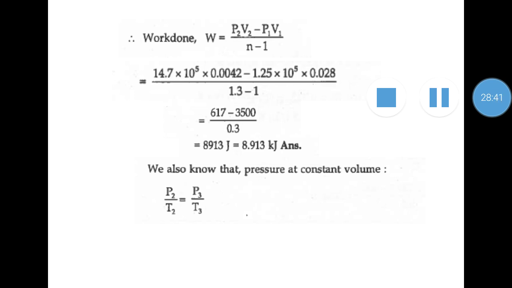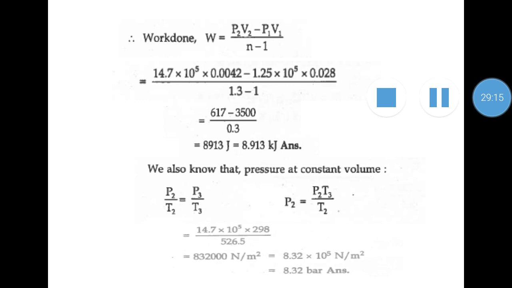For that we can write, for constant volume, P2 by T2 is equal to P3 by T3. Here V2 is equal to V3, it is constant, that's why it gets cancelled. P2 by T2 is equal to P3 by T3. So here P2 we know, T2 we know, T3 is equal to T1 is equal to 298, because it is brought back to the initial temperature, that means T1. So we are taking T1 as T3. Here we don't know the value of P3, that we have to calculate.